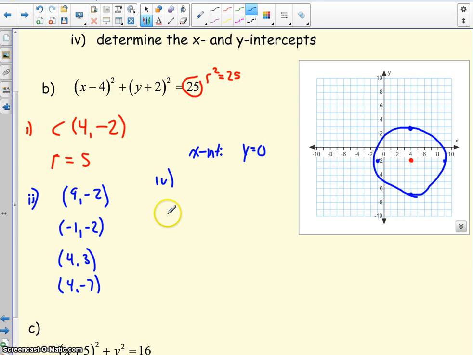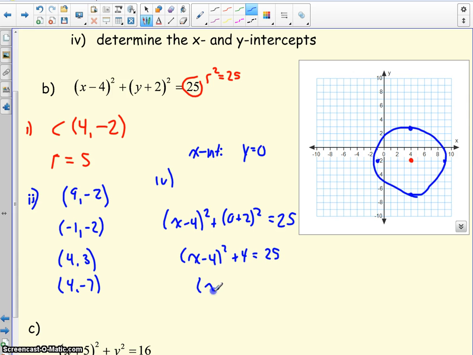So if we sub that into our equation, we're going to get x minus 4 all squared plus 0 plus 2 all squared. So I'm letting y equals 0 because I'm looking for the x-intercepts. And that's going to be equal to 25. And what this allows me to do now is actually rearrange this equation to solve for x. So x minus 4 all squared, I'm going to leave that for now. Okay, 0 plus 2 is 2, squared is 4. So I get x minus 4 squared plus 4 equals 25.